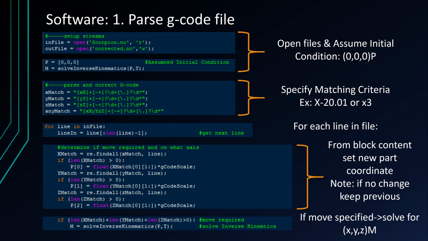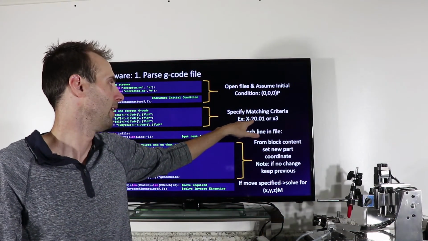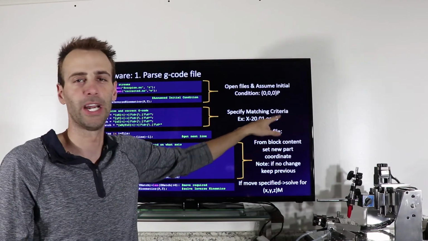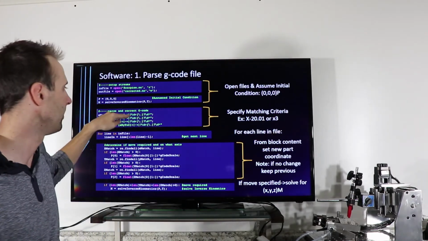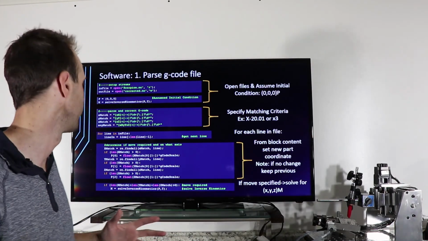Okay, so these are my matching parameters, and that just really tells me I'm looking for when it tells me to move in the G code, when it says x 3.1 or minus 3.1, it looks for that, okay? So, for example, x minus 20.1 or x3 both get found by this string using the regular expressions library.